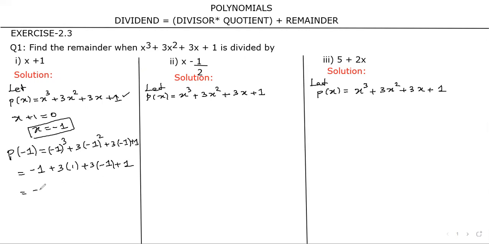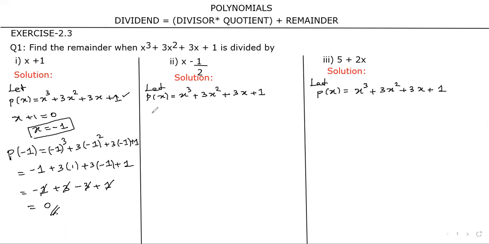Now what is the answer? Just you can simplify this. 3 times 1 is 3. 3 times negative 1 is negative 3 and positive 1. See here, this 3 and this 3 is getting cancelled, and 1, negative 1, positive 1 is getting cancelled. So what is the answer? The answer is 0. So here the remainder is 0. Am I clear? Now see this second option, x minus half is given.